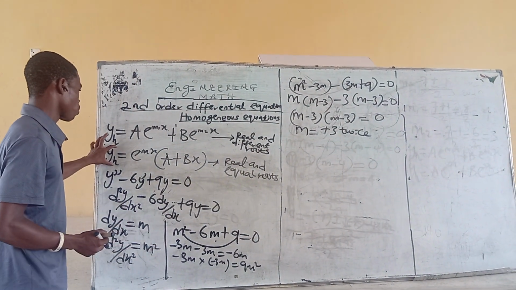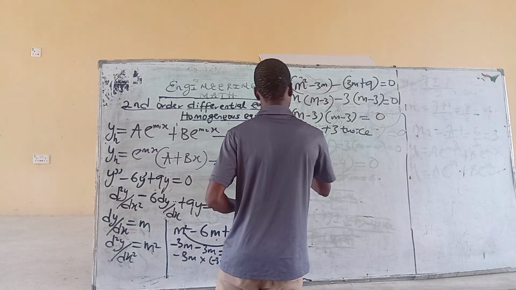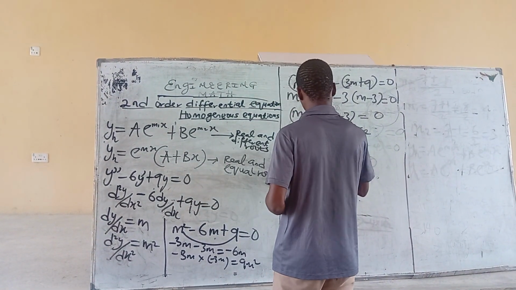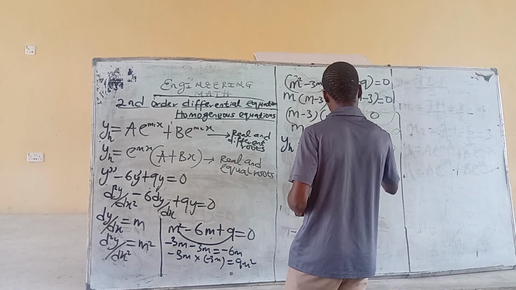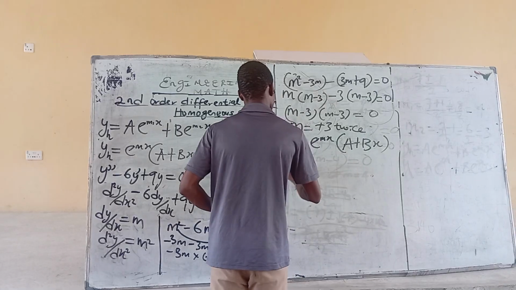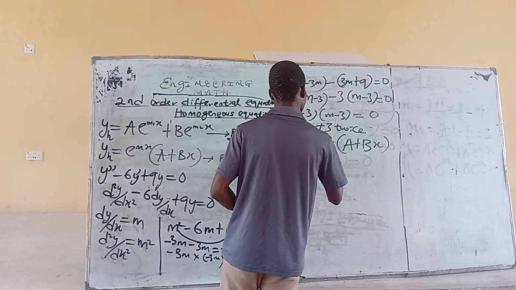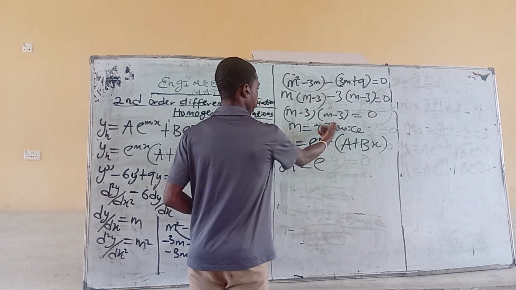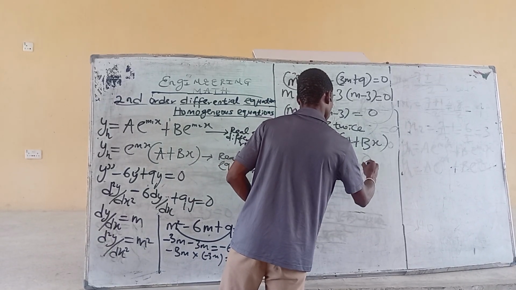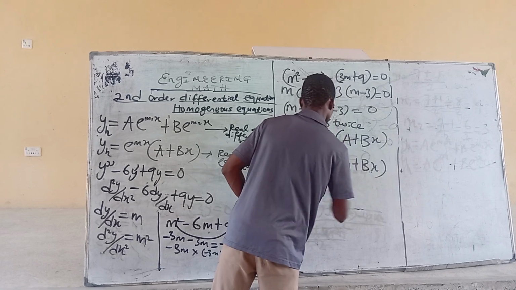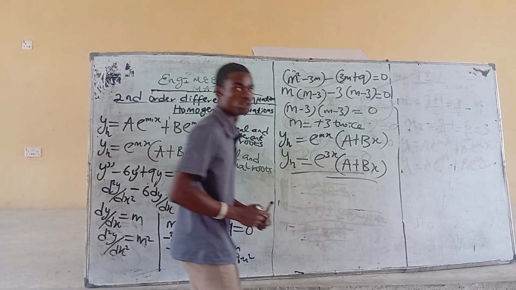So what was the form? This is the form: y homogeneous equals exponential mx, bracket of A plus Bx. So y homogeneous equals exponential, what's your m? 3 times x, then bracket A plus Bx. So this is your general solution to the question.